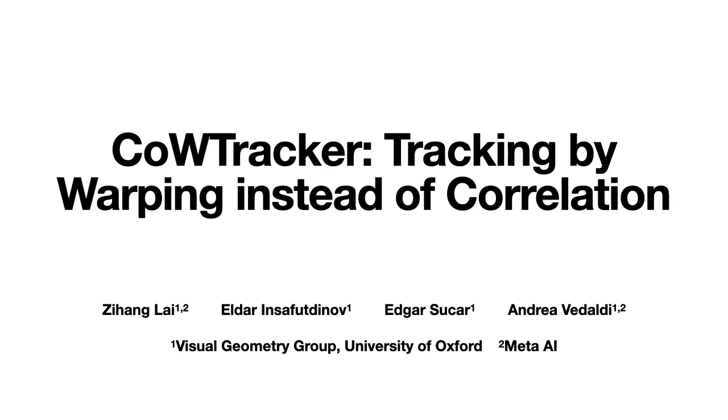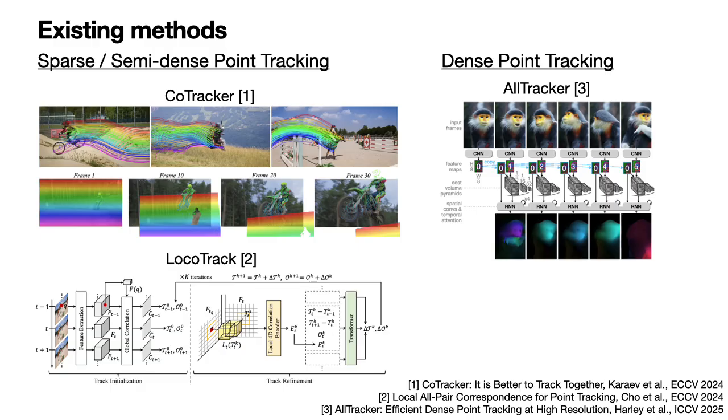In this presentation, we introduce CoWTracker, a new approach for dense point tracking. By replacing cost volumes with warping, we get a simpler head, SOTA dense tracking, and excellent zero-shot optical flow. A quick look at recent trackers shows strong progress.